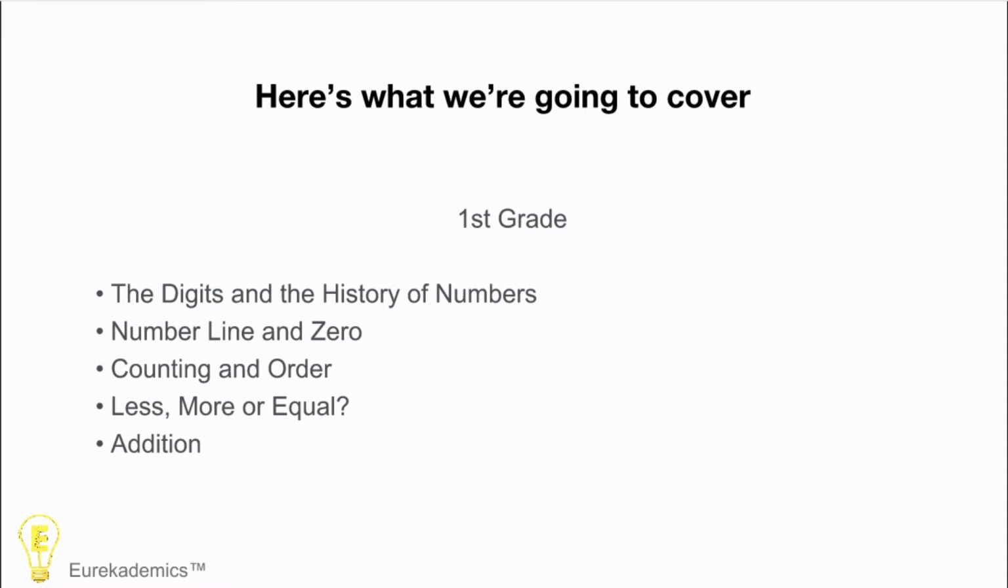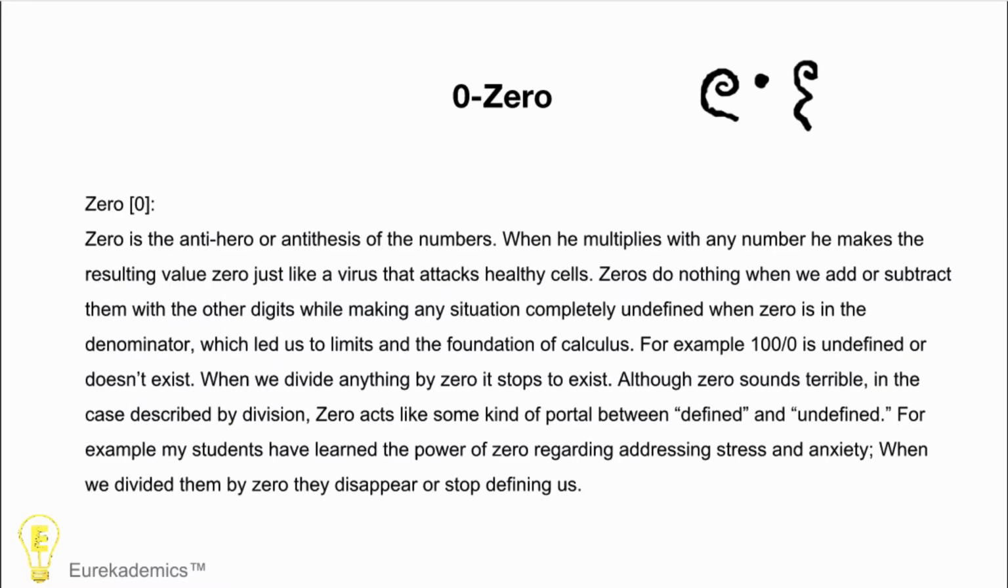Here's what we're going to cover: the digits and the history of the numbers, the number line and zero, counting in order, less, more, or equal, and some basic addition. Alright, let's start with zero.